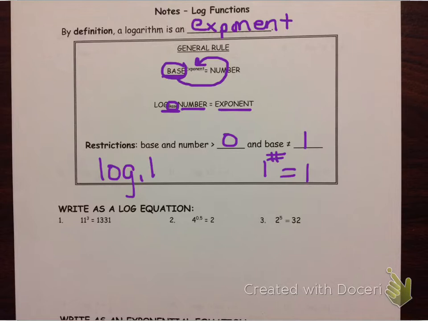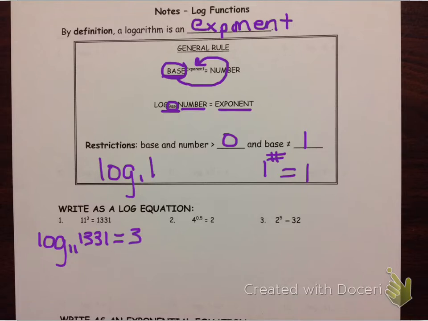So the first thing we're going to practice is just going from exponential form into log form. If 11 to the power of 3 is 1331, then as a log, the base of the exponential was 11, so the base of the log is 11. And then the 3 and the 1331 will switch sides. So the 1331 is going to go inside the log, and the 3 is going to go on the other side.